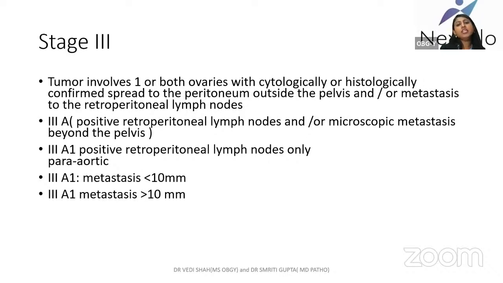Next, we have stage 3, wherein the tumor involves one or both ovaries with cytologically or histopathologically confirmed spread to the peritoneum outside the pelvic cavity, or metastasis to the retroperitoneal lymph nodes. Stage 3A is going to be positive retroperitoneal lymph nodes or microscopic metastasis beyond the pelvis, which means that the tumor is spread outside the pelvic cavity. Stage 3A1 is positive retroperitoneal lymph node only, with metastasis of less than 10 mm, and stage 3A2 is metastasis of more than 10 mm.